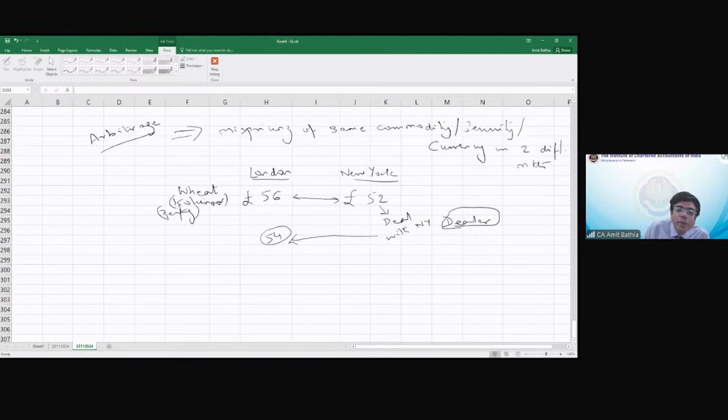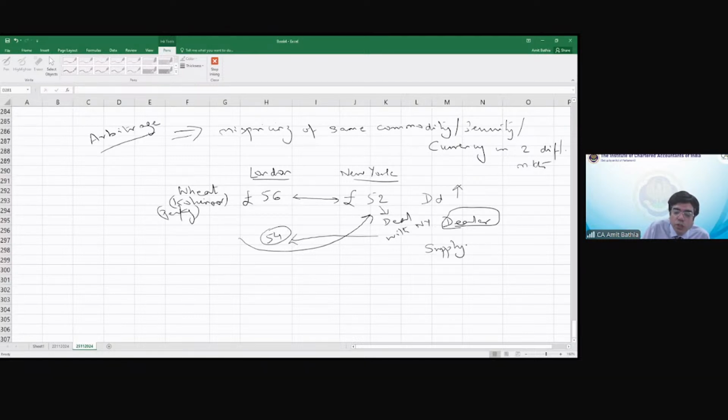Now, what happens as a result of this? This is simple economics, right? As more and more people start noticing that there is a price differential, an arbitrage opportunity, more and more traders from London will start shifting to New York as demand here starts increasing. What will happen to supply? What will happen to supply?